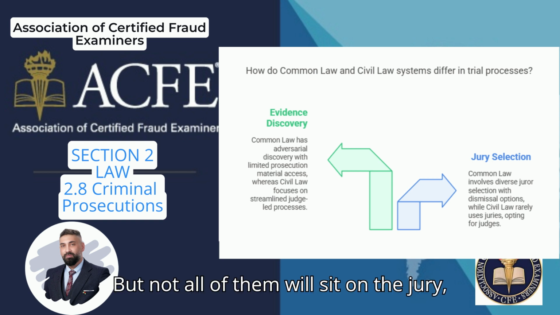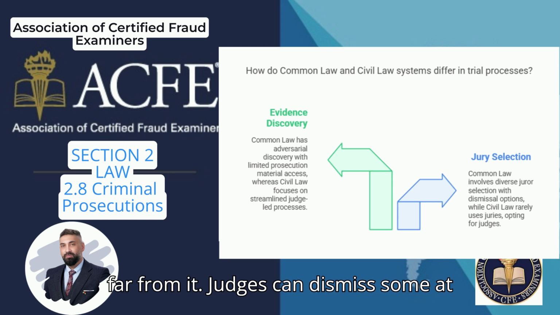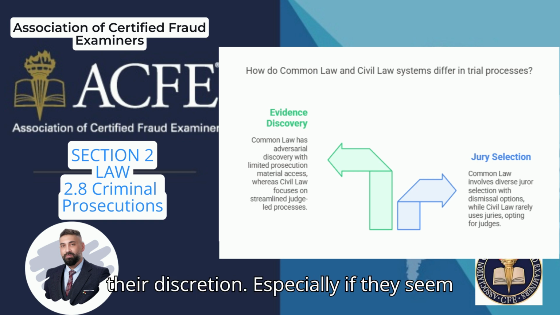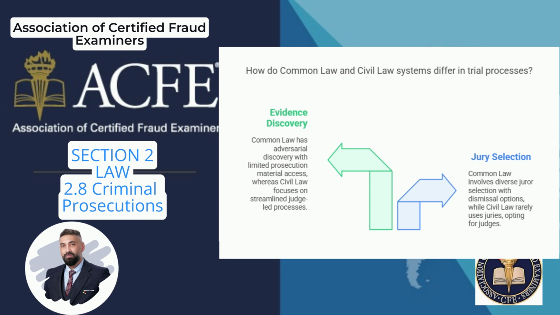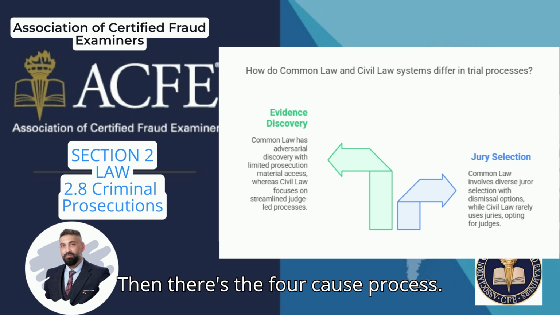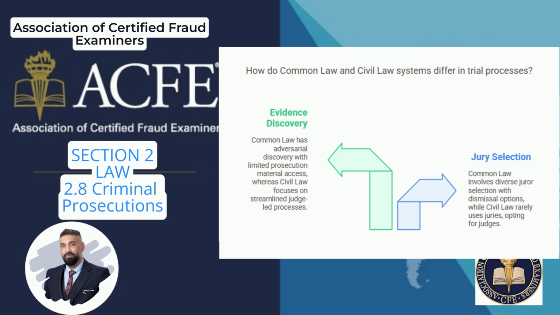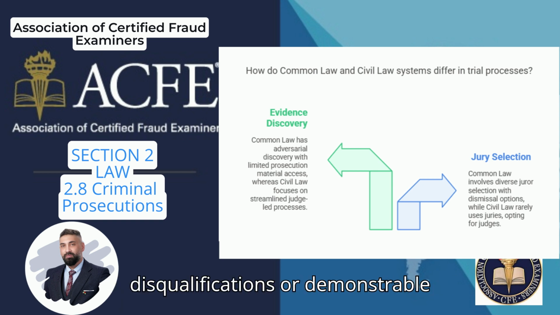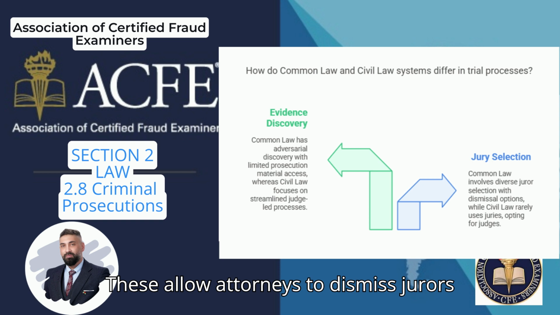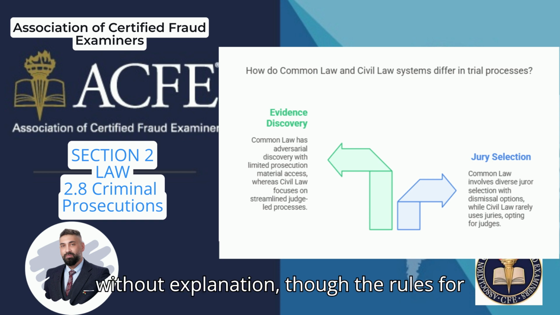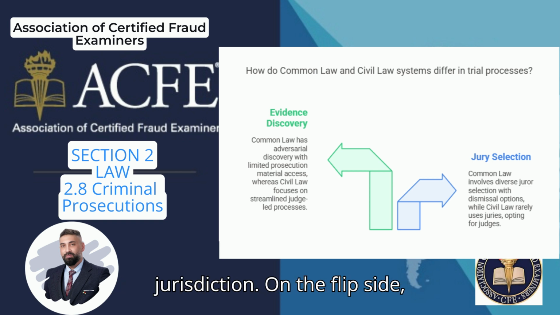But not all of them will sit on the jury. Far from it. Judges can dismiss some at their discretion, especially if they seem unqualified or showcase clear biases. Then there's the for cause process, where jurors can be dismissed for legal disqualifications or demonstrable biases. And of course, another intriguing element comes into play: peremptory challenges. These allow attorneys to dismiss jurors without explanation, though the rules for these challenges vary depending on jurisdiction.